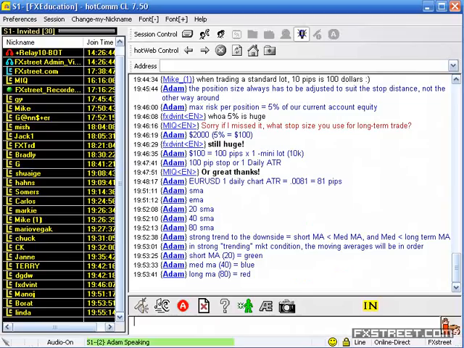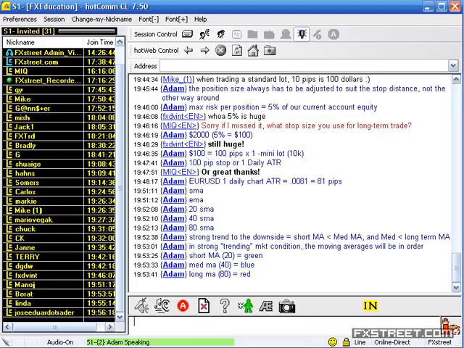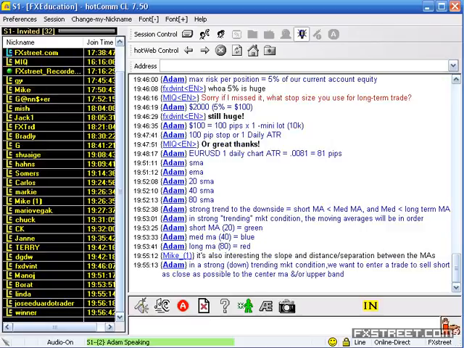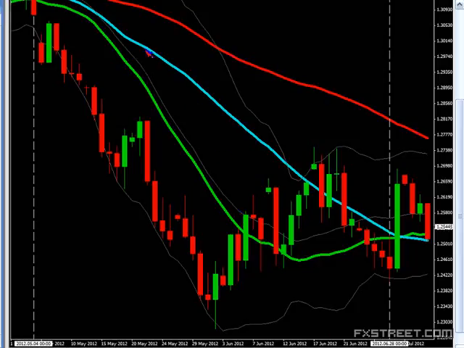In a strong trending market condition, and we'll say this is a downtrend, if we want to enter a trade to sell short, we want to do so as close as possible to the center MA and/or upper band. Okay? In a downtrending market, we want to sell short as close as possible to the center moving average, which, by the way, is a 20 simple moving average.